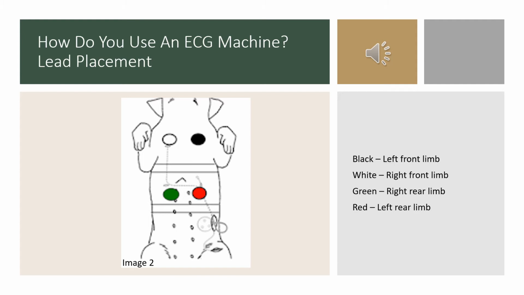You will need to have a conduction agent as well to obtain an accurate reading. Some examples would be alcohol, ECG pads, or an ECG paste. If the patient has long hair, it is preferable to have the patient shaved at the site of lead placement to achieve adequate conduction.